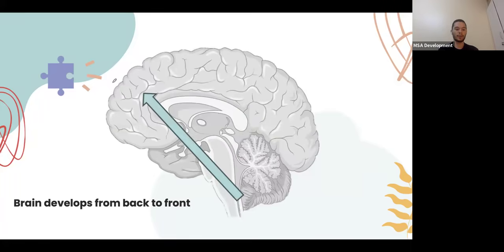And then you have how the brain develops. It develops from down to up and from back to the front. Sorry. Okay, from down to up and then from back to front. Okay, and then you have.